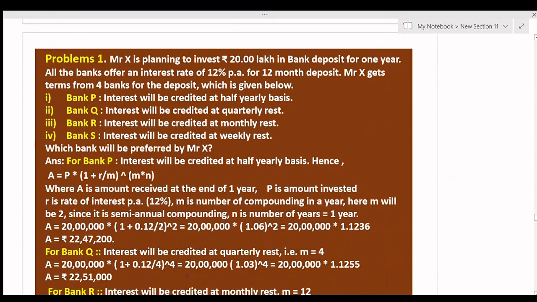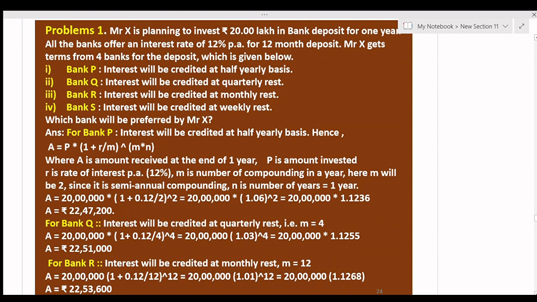Now comes one problem. Mr. X is planning to invest rupees 20 lakhs in a bank deposit for 1 year. All the banks offer an interest rate of 12% per annum for a 12-month deposit. Mr. X gets terms from 4 banks for deposit, which is given below.